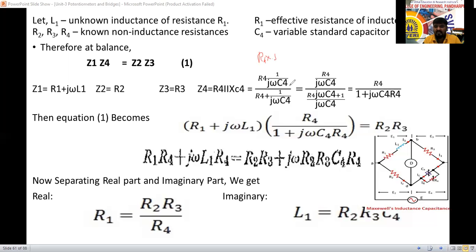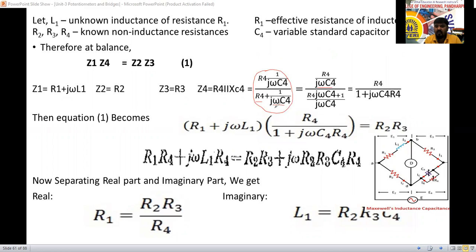XC is nothing but 1 by j omega C. Yesterday I told you XL equal to j omega L1, XL equal to omega L, and XC equal to 1 by omega C; we have considered the same here. So XC4 is nothing but 1 by j omega C4. Next, divided by R4 plus XC4, that is 1 by j omega C4. We have written in the same form. Next, this term R4 into 1 is R4 by j omega C4.